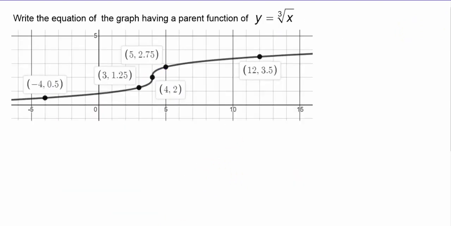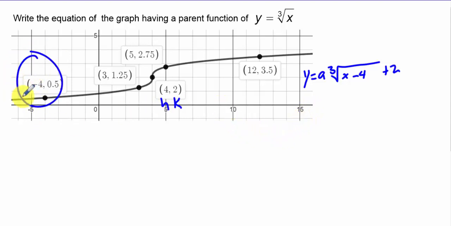Do it again for a different function. This time it's a cube root function. And again, this central value or the symmetry value right here is (4, 2), so that's my h and my k. So again, I will go y equals a times the cube root of x minus 4, plus 2, but I'm going to need to find that a value. So I'm going to use an x and a y. Let's use this one.